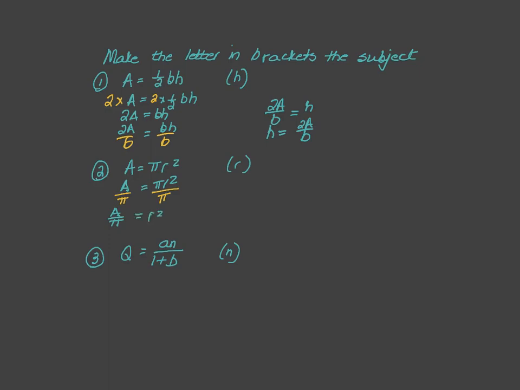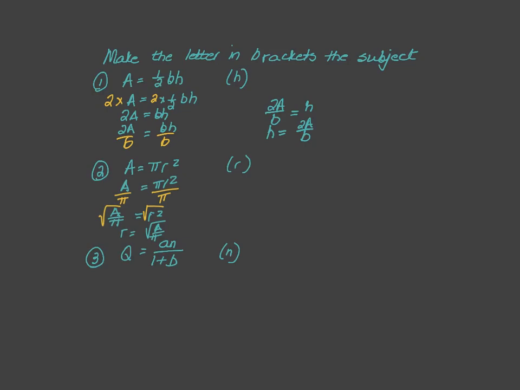You've got r squared, not r, but how do you get rid of r squared? Do the opposite. You find the square root, and that will give you your answer. R is equal to the square root of A over pi.